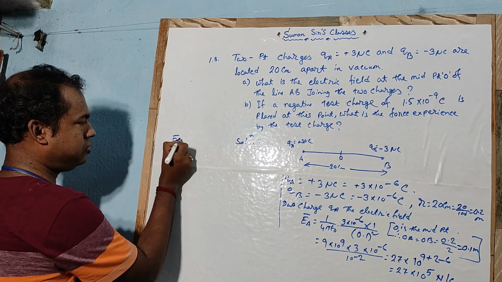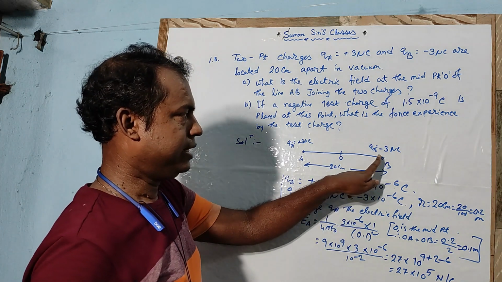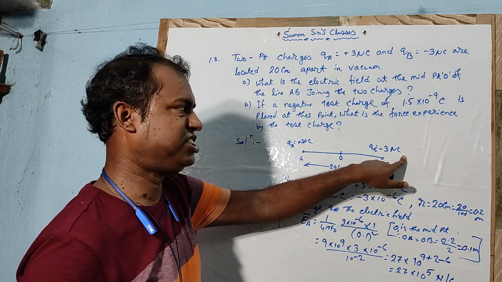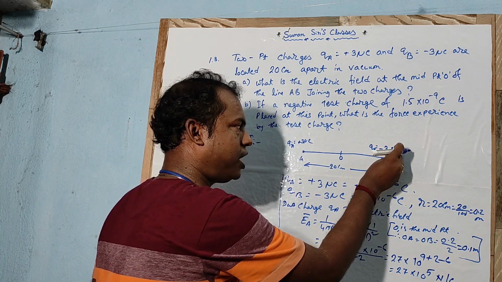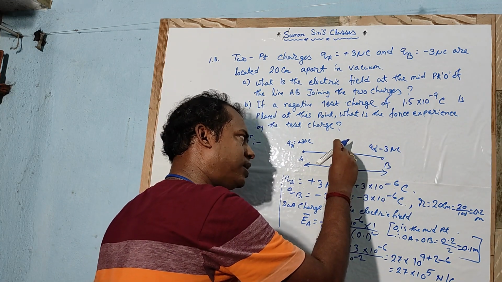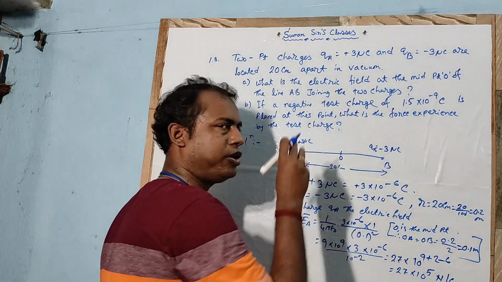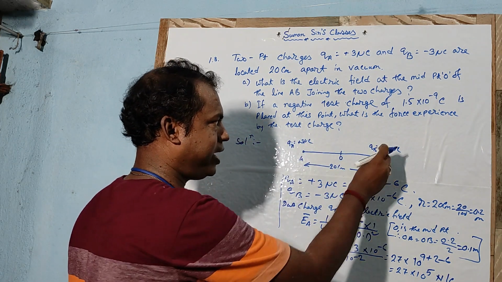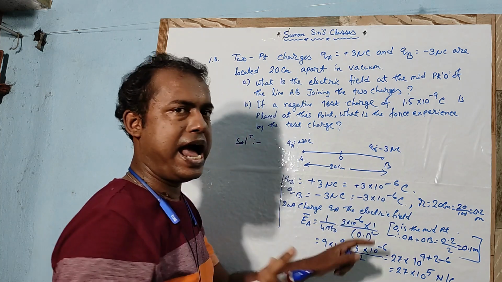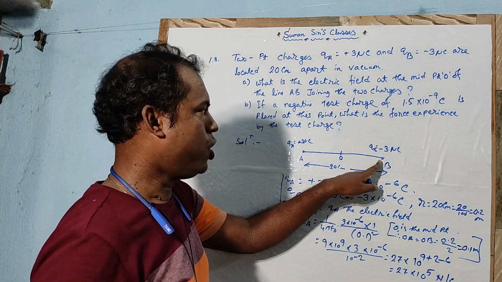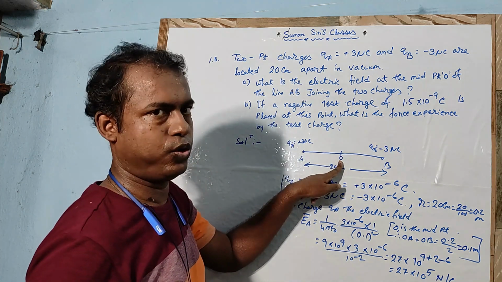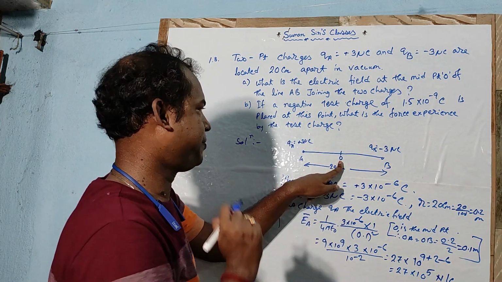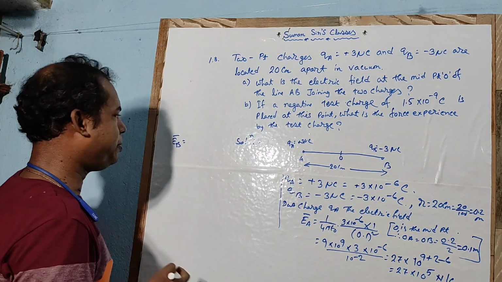EB means the minus 3 microcoulomb charge is present at the point B. Due to the minus 3 microcoulomb charge placed at the point B, we want to find out the total force, total electric field at the point O, that is the center of the line.